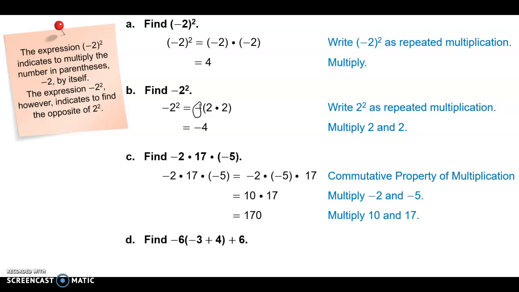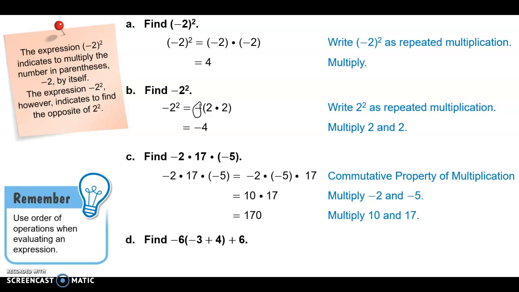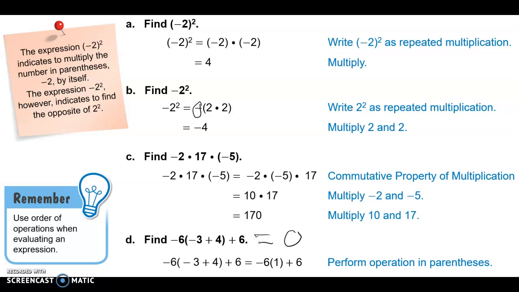And D, negative 6 times negative 3 plus 4, end parenthesis, plus 6. You always have to make sure we're using the order of operations when we evaluate our expression. So first I have my parentheses. So I need to solve negative 3 plus 4, which gives me 1. Negative 6 times 1 plus 6 gives me 0. And that equals 0.